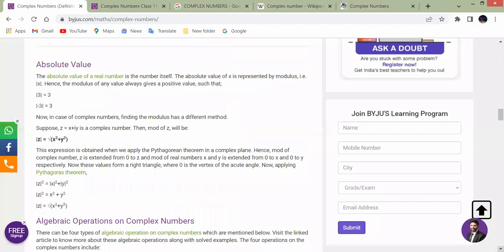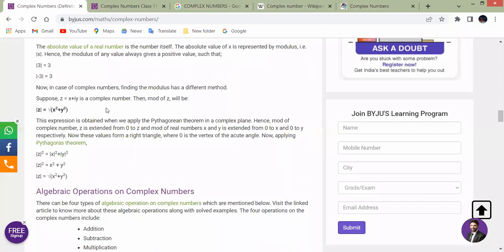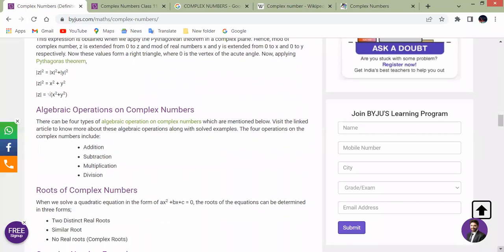So what is absolute value? The absolute value of a complex number is the modulus of the complex number. If c is x plus iota y, we write the square root of real part square plus imaginary part square. This expression is obtained when we apply the Pythagorean theorem in the complex plane. Hence, the modulus of complex number c extends from 0 to c, and mod of real numbers x and y extends from 0 to x and 0 to y respectively. Note these values form a right triangle. If we apply the Pythagorean theorem to z, mod z will be equal to square root of x square plus y square. So this is the modulus of a complex number.